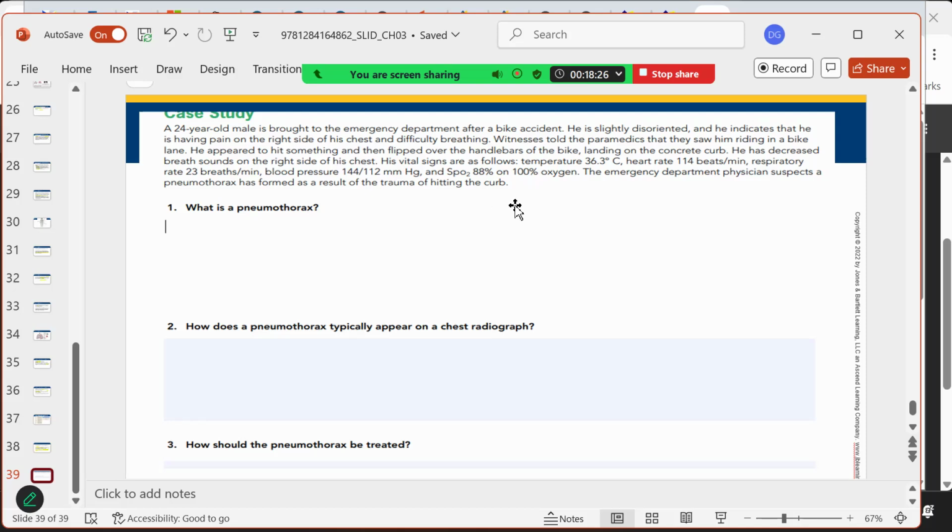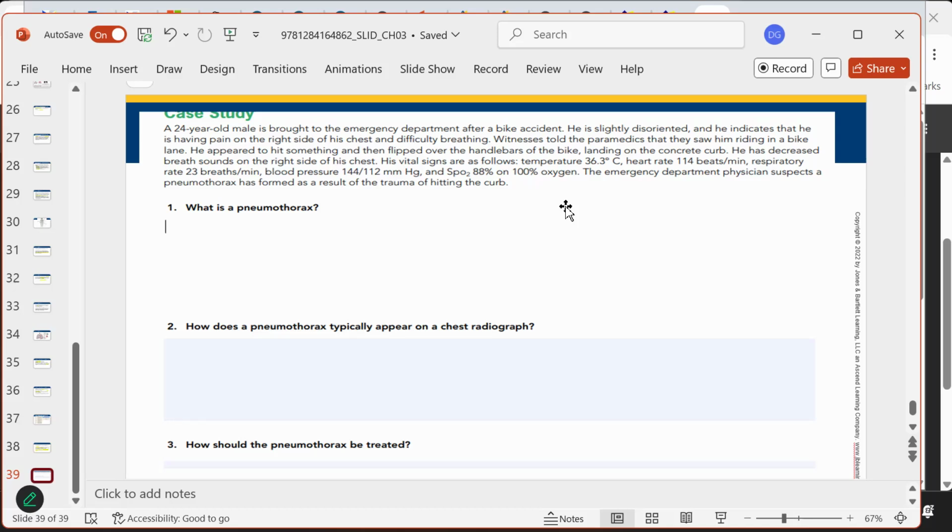The emergency department physician suspects a pneumothorax has formed as a result of the trauma of hitting the curb. So that's what the general public would call a collapsed lung. We call it a pneumothorax. We've got to treat it immediately. On your board exams, the word used is sudden. The patient has a sudden shortness of breath, a sudden onset of dyspnea, and that tells you it could very well be a pneumothorax.